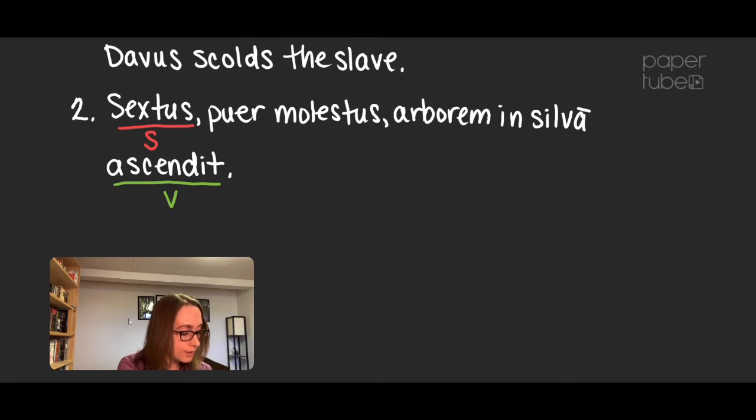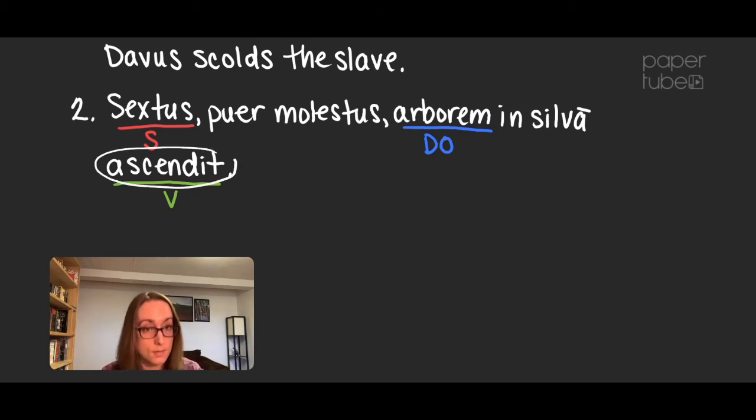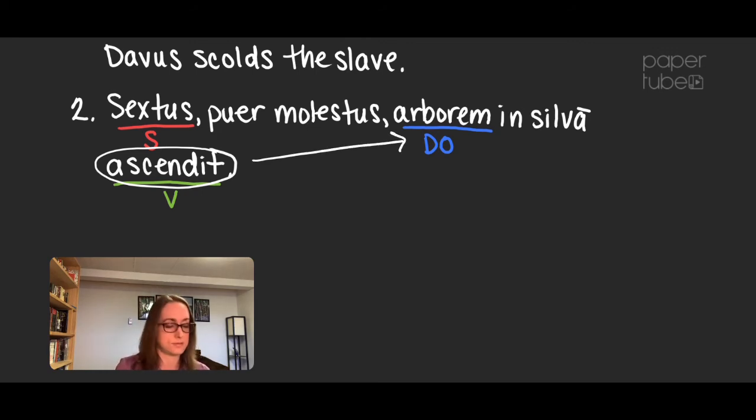How do I know that that's my direct object? Because it ends in -em. -am, -um, and -em are my singular direct object endings. So here's arborum. I tend to label my direct object or accusative words in blue with DO, direct object. And the other way that I know it's a direct object is I look at my verb, ascendit, and I ask the question who or what. What does Sextus climb? Sextus climbs the tree. Therefore, it passes both of my direct object tests.